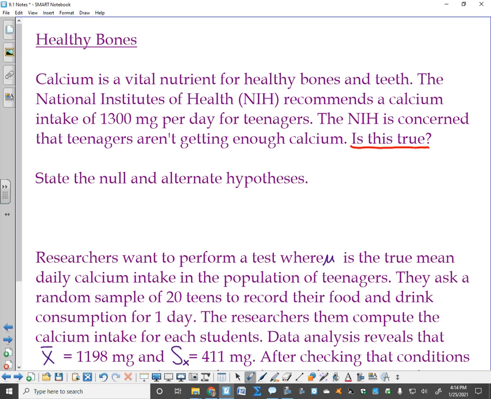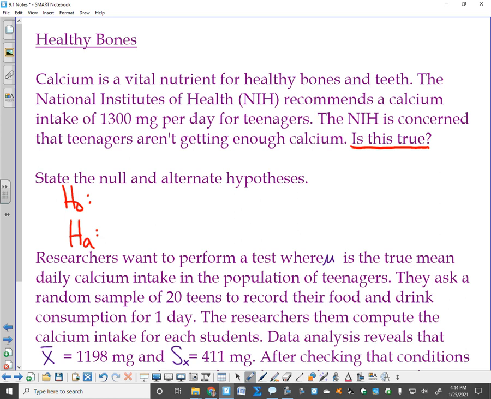Bring me justification. Okay? So those are words you want to look for. It's not asking for you to find a confidence interval. It's asking for you to make a decision. Yes or no, is this true? All right, it says state the null and the alternate. Okay, here we go. Null, alternate.